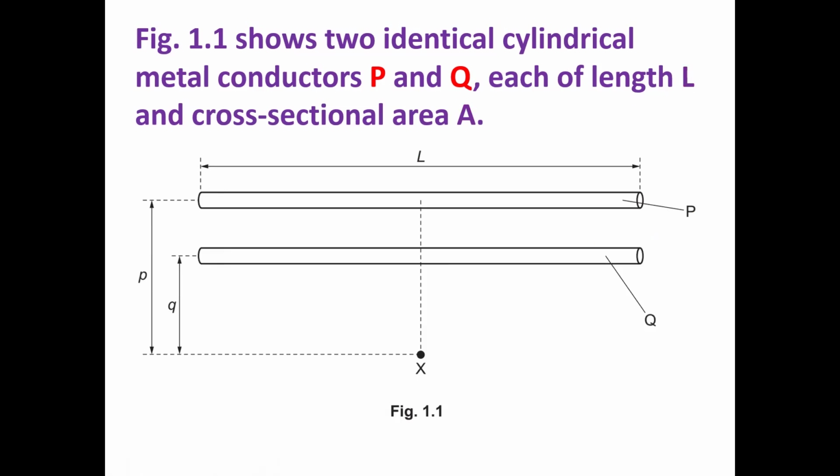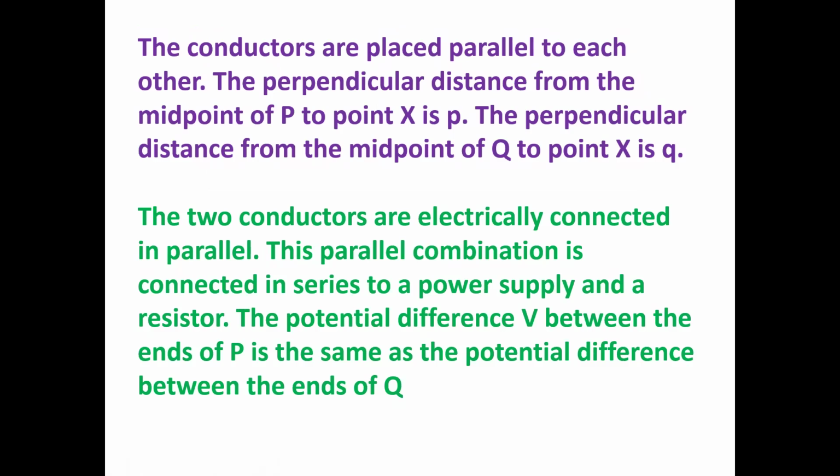The separation from a surface: one rod has a separation q and the second rod has a separation p. The conductors are placed parallel to each other. The perpendicular distance from the midpoint of P to X is p. The perpendicular distance from the midpoint of Q to X is small q. This is important for paper 5, design question. Everyone has to read the question at least 2 times. This will be ideal.